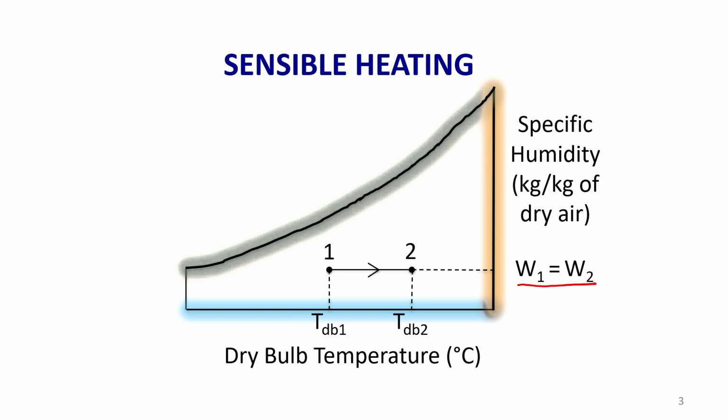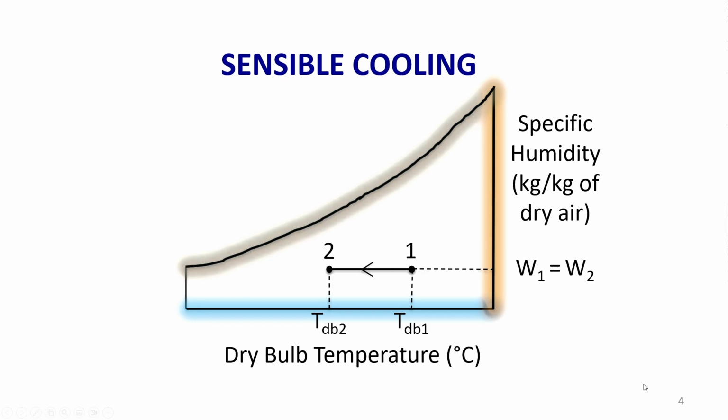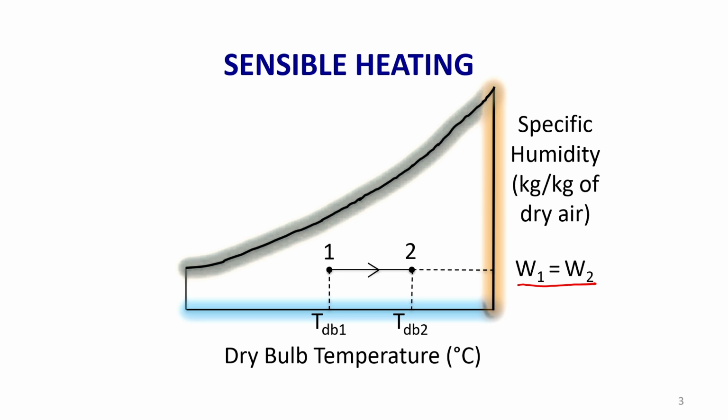It may be from 30 degrees to 35 degrees or 40 to 50 degrees, whatever it is, but the specific humidity, or the absolute humidity, remains constant. The process which is opposite to sensible heating is sensible cooling. In sensible heating, obviously the arrow mark will be towards the right side because the x-axis is dry bulb temperature. At the end of the sensible heating process, the temperature will be more, so the arrow should point towards the right side as we move along the x-axis.